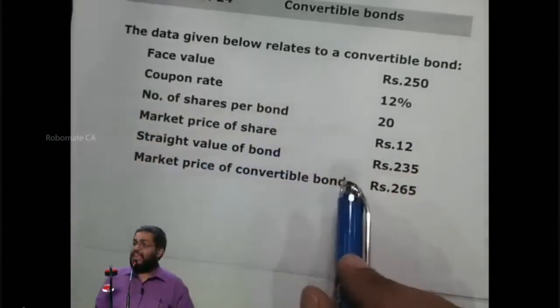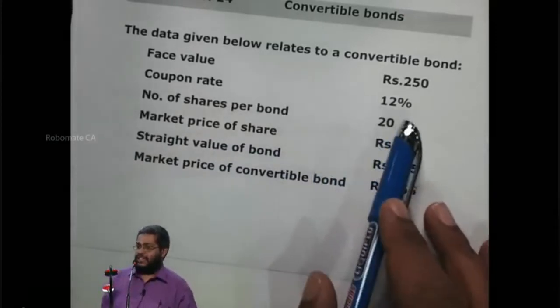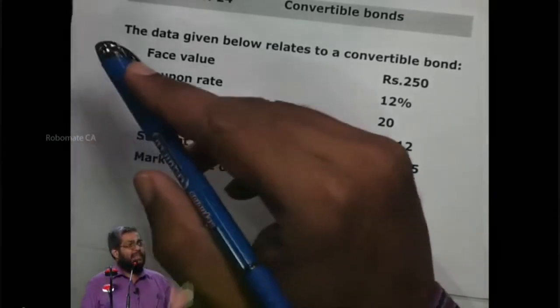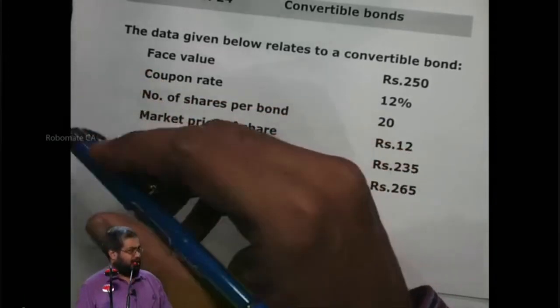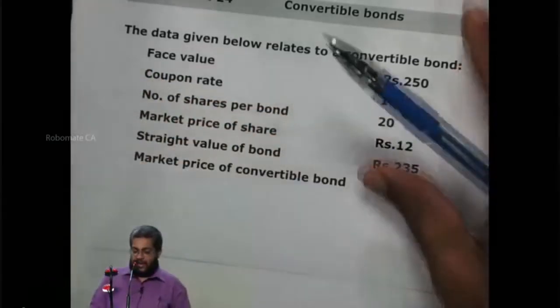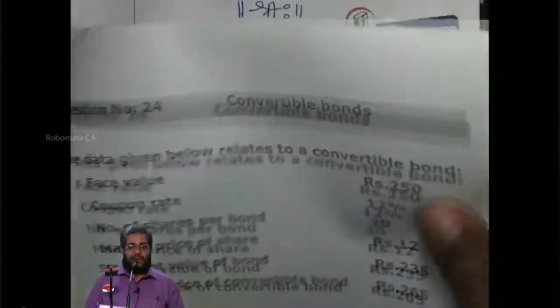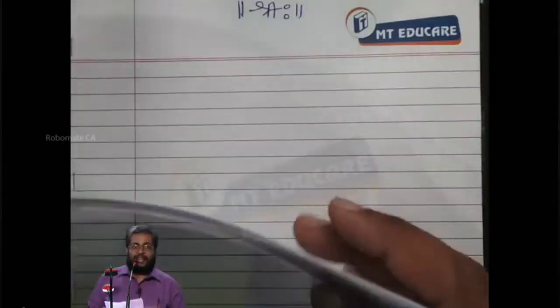Now, this is an 8 mark question in the examination. All these problems, if you understand the sense, become very, very easy and simple to answer. Can I proceed or not? No. Let us do a few more sums in this convertible bond and then go for the other issues.